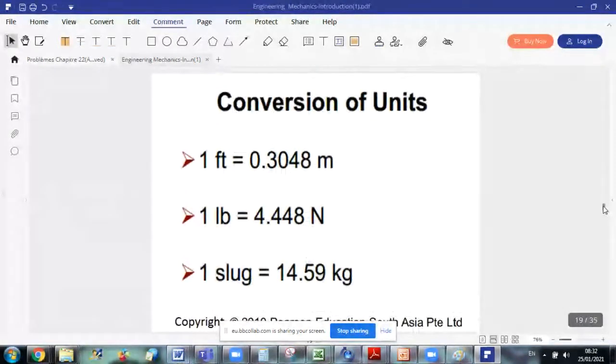Now, to go from one system of units to the other, these are the conversion factors. 1 foot is nearly 0.3048 meters. 1 lb represents 4.448 Newton, and 1 slug is 14.59 kilograms.